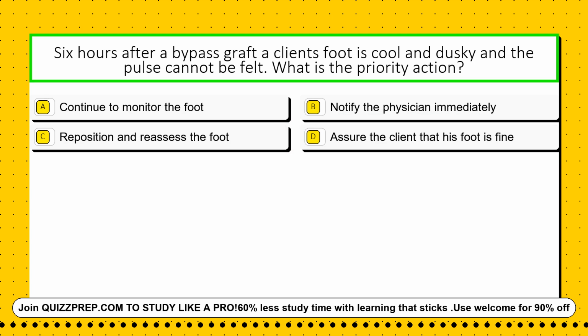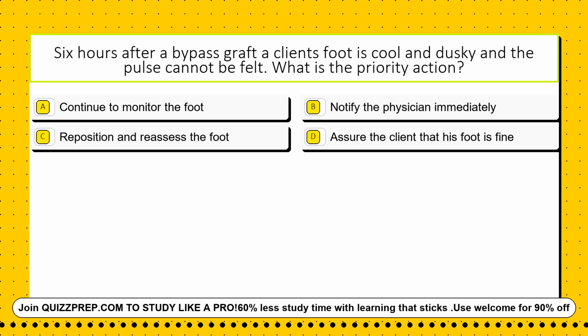Question 42. 6 hours after a bypass graft, a client's foot is cool and dusky and the pulse cannot be felt. What is the priority action? Option A, continue to monitor the foot. Option B, notify the physician immediately. Option C, reposition and reassess the foot. Option D, assure the client that his foot is fine.